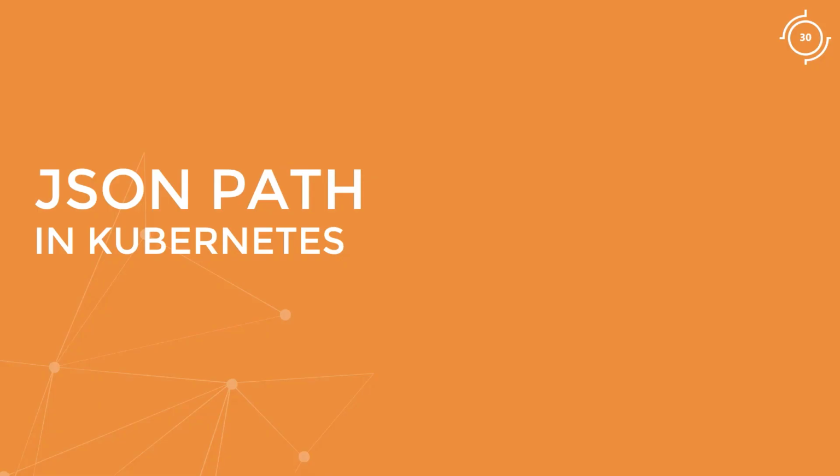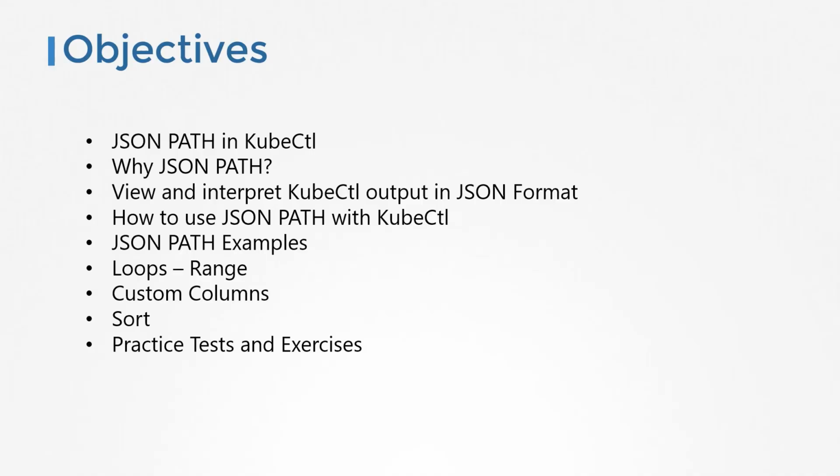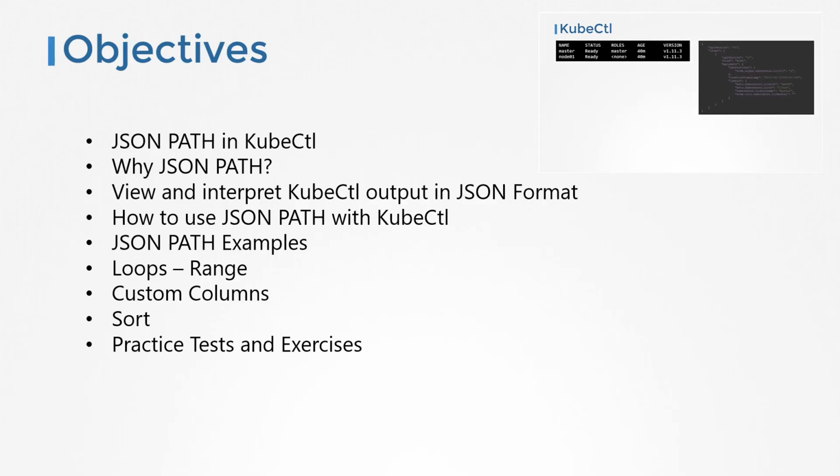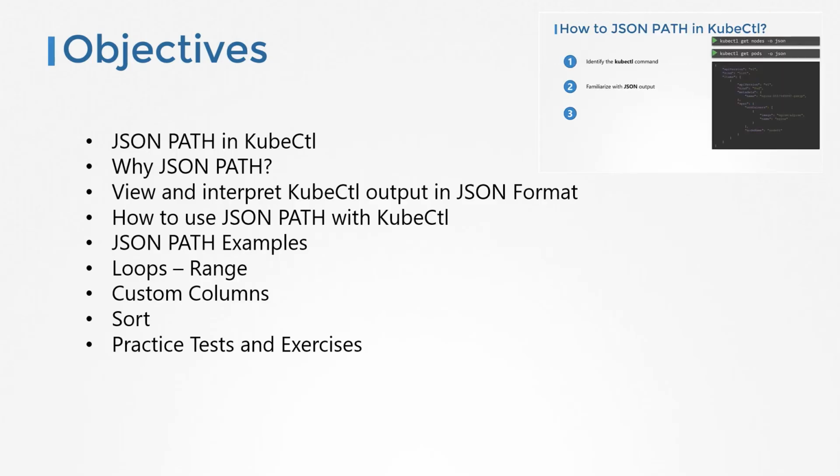Hello and welcome to this demo. My name is Mumshad Mannambeth, and in this video we will look at how to use JSON path in Kubernetes with the kubectl utility. We will start by discussing why you might want to use JSON path in the first place. We will then look at viewing and interpreting kubectl output in JSON format, post which we look at the different steps involved in using JSON path with the kubectl utility.